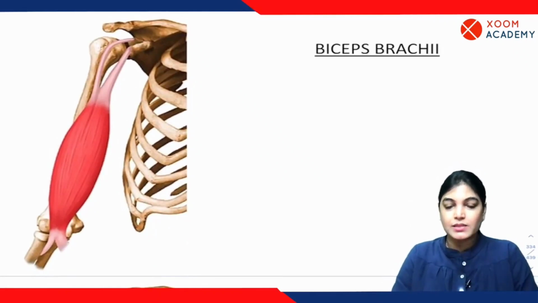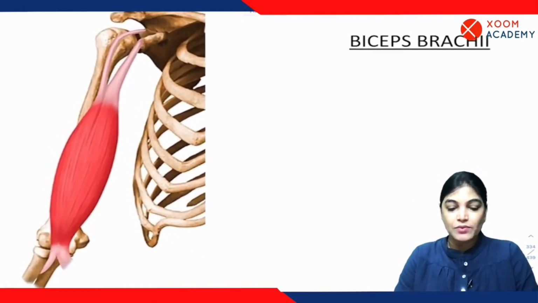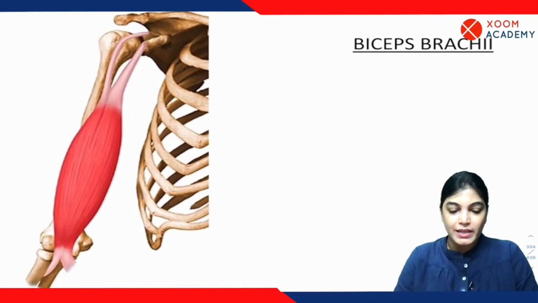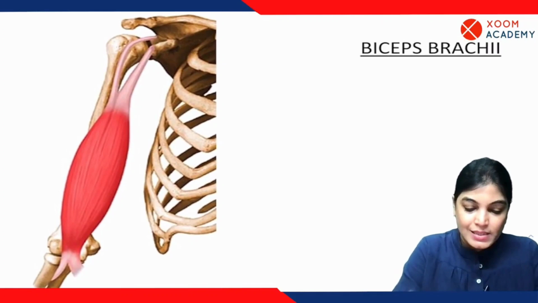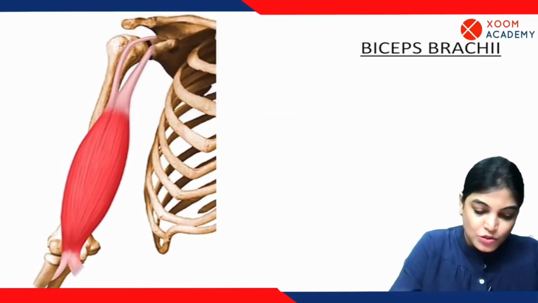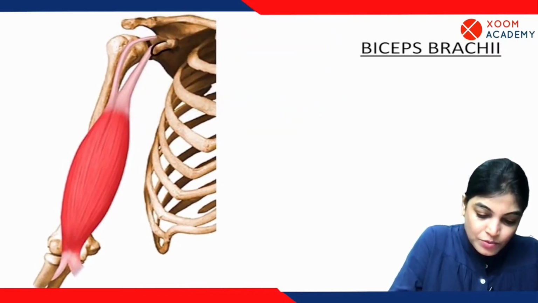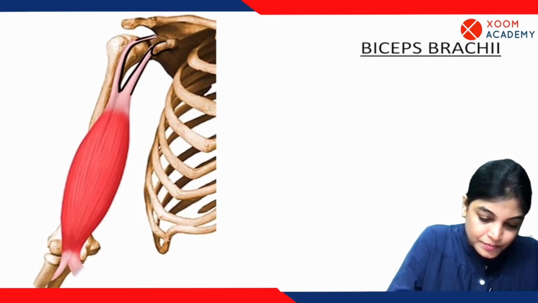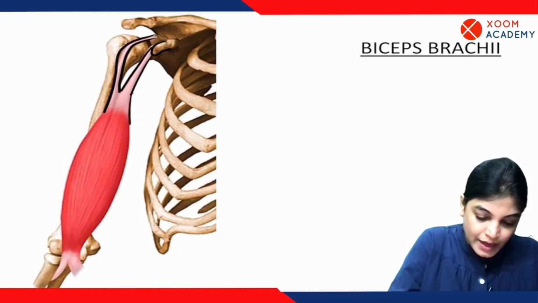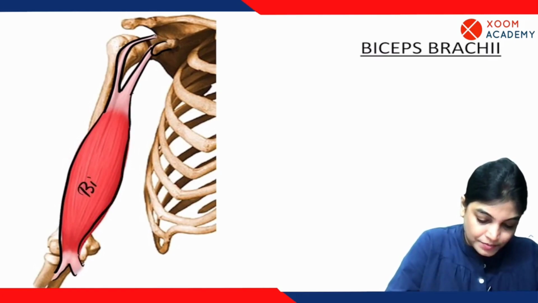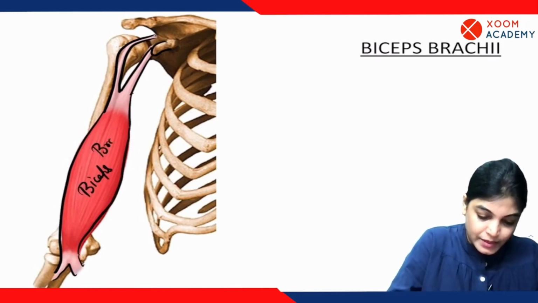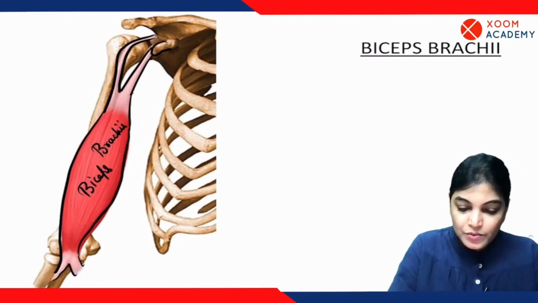Biceps brachii muscle. Firstly, I would like to explain, and then I would like to write the nerve supply, action and attachments too. Let me enlarge this diagram. When I am enlarging it, you can see this muscle has two heads. This is the coracoid process, this is one head, and this is the other head. This biceps brachii muscle has this belly, as you can see in this diagram.